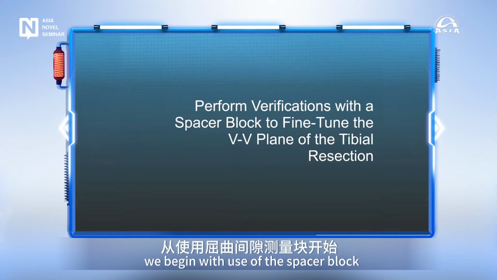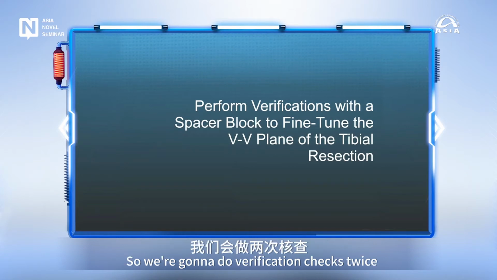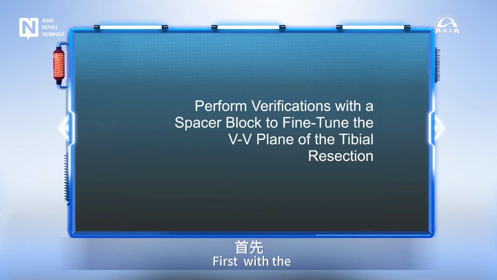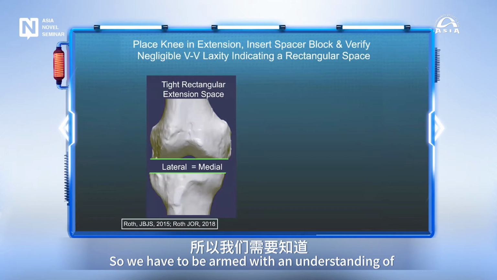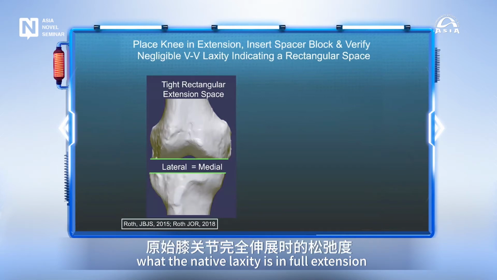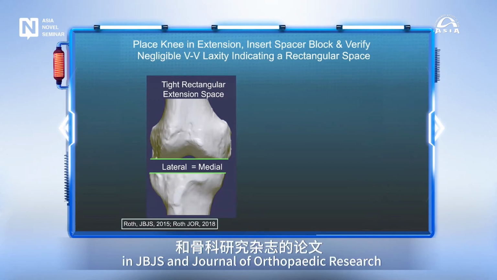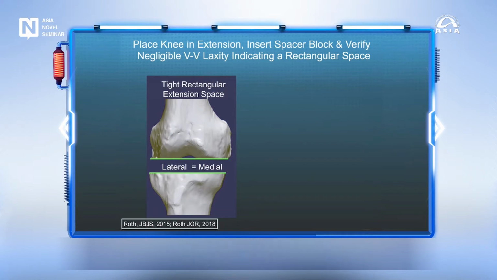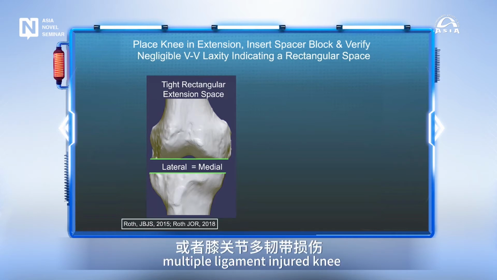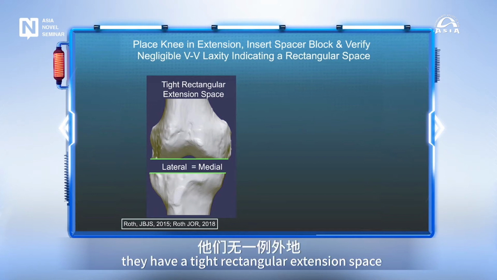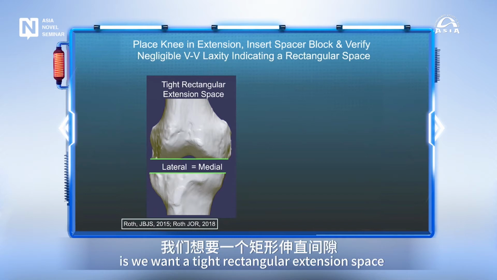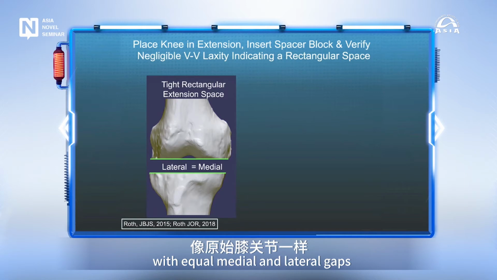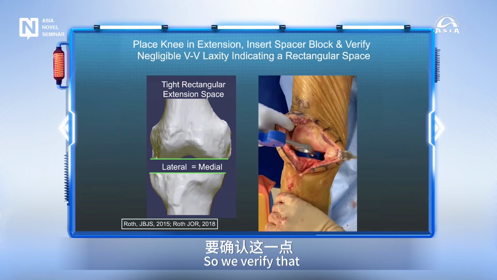So let's look at the verification checks that we begin with, use of the spacer block. We're going to do verification checks twice to double check our work. First with a spacer block, which will tell us how to fine-tune the varus valgus of the tibial resection. So we have to be armed with an understanding of what the native laxity is in full extension. We have several papers we reference here in JBJS and Journal of Orthopedic Research, where in everybody that you do, unless they have a severe traumatic ligament disruption, multiple ligament injured knee, they have a tight rectangular extension space, without exception. So what's our target with caliper kinematic alignment is we want a tight rectangular extension space with equal medial and lateral gaps like the native knee. So we verify that by putting a spacer block in full extension.